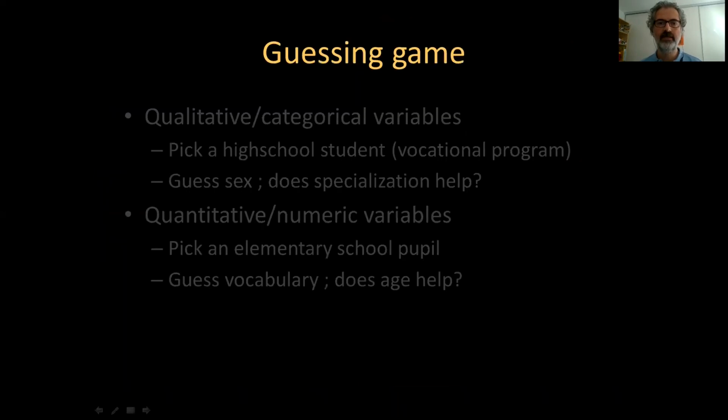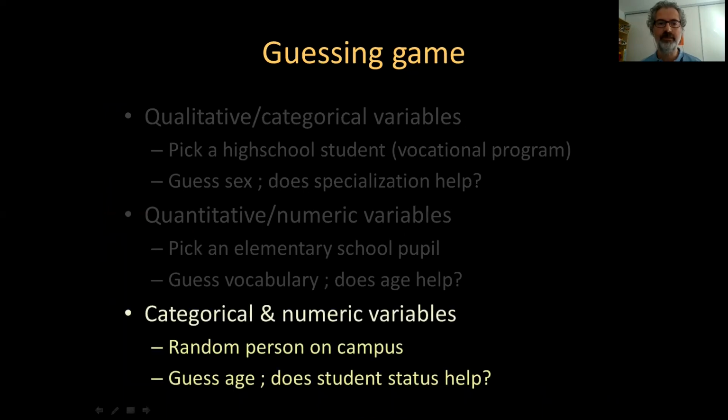One final guessing game we can play is with one quantitative and one qualitative variable. So one categorical and one numeric variable. So now let's stand at the university campus and pick a random person. Guess how old they are. If I tell you whether this person is a student or an employee, would you still guess the same age? You probably shouldn't, because these two variables are related.